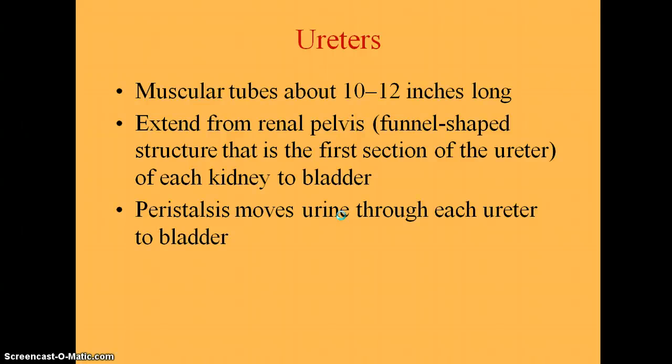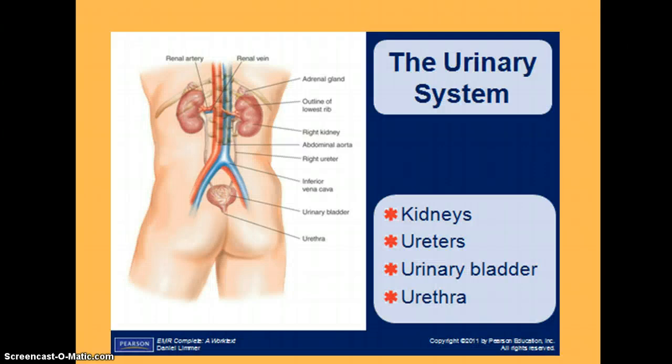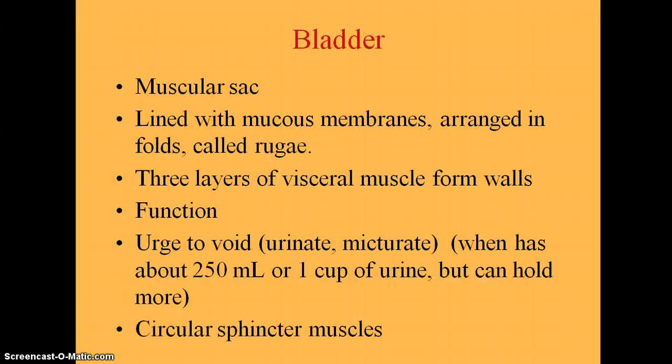And peristalsis, which is a wave-like movement of the muscle, moves the urine through the ureter from the kidney to the bladder. And we've talked about peristalsis before when we were talking about the digestive system. Next thing we're going to talk about is the urinary bladder. There's only one. It's a muscular sac, and it's hollow, and it lies behind the symphysis pubis at the middle of the pelvic cavity. The symphysis pubis was part of the skeletal system right there in the front of the pubic area.